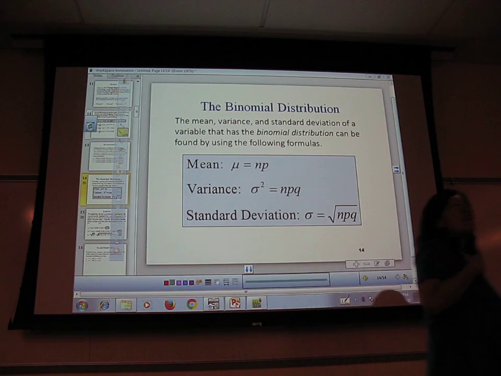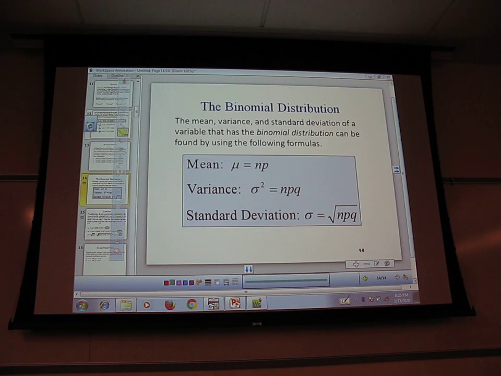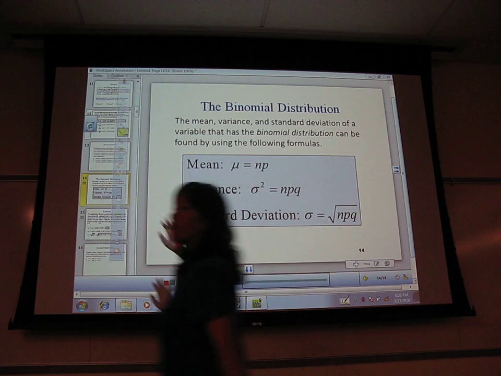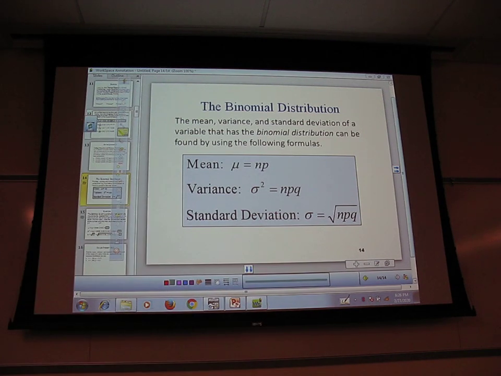Binomial distribution is my favorite distribution. This is why. The mean and the standard deviation are super easy to calculate. The mean is just NP. The variance is just NPQ. And the standard deviation is just the square root of that, square root of NPQ. Super straightforward. This should be in your notes. Make sure you circle it, write it down, whatever you need to do to remember it. It's very useful and necessary.